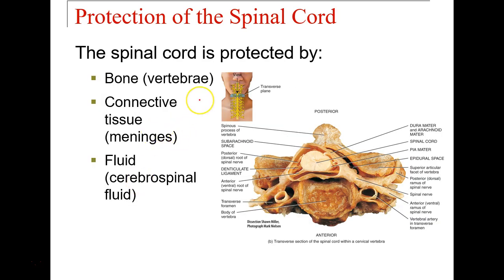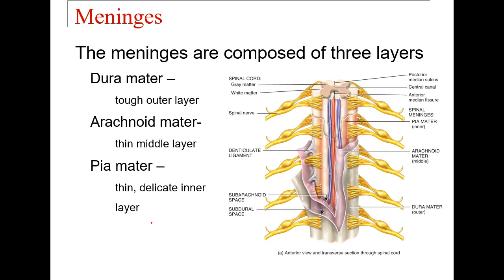Okay, the spinal cord has a few layers of protection. First one would be bone. So the spinal cord moves through the vertebral column through the vertebral foramen of each vertebra. Then connective tissue, known as meninges, will also be lining the spinal cord. We'll see 3 different layers. And then cerebrospinal fluid for cushioning as well as acting as a form of blood, if you will.